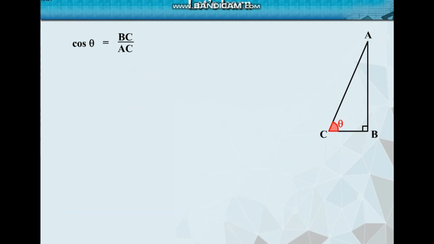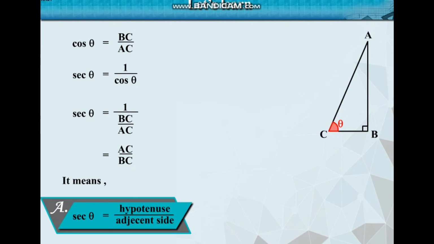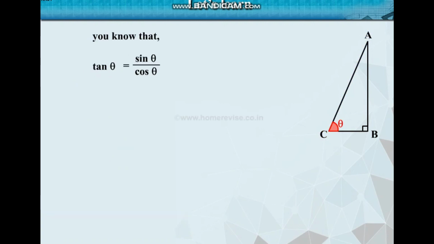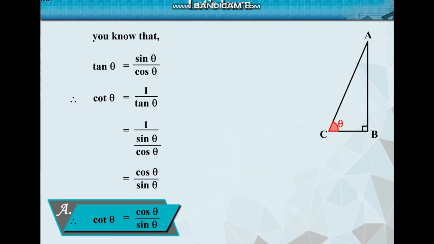Cos theta is equal to BC upon AC. Sec theta is equal to 1 upon cos theta, which is equal to 1 upon BC upon AC, which is equal to AC upon BC. It means sec theta is equal to hypotenuse upon adjacent side. You know that tan theta is equal to sin theta upon cos theta. Therefore, cot theta is equal to 1 upon tan theta, which is equal to 1 upon sin theta upon cos theta, which is equal to cos theta upon sin theta. Therefore, cot theta is equal to cos theta upon sin theta.